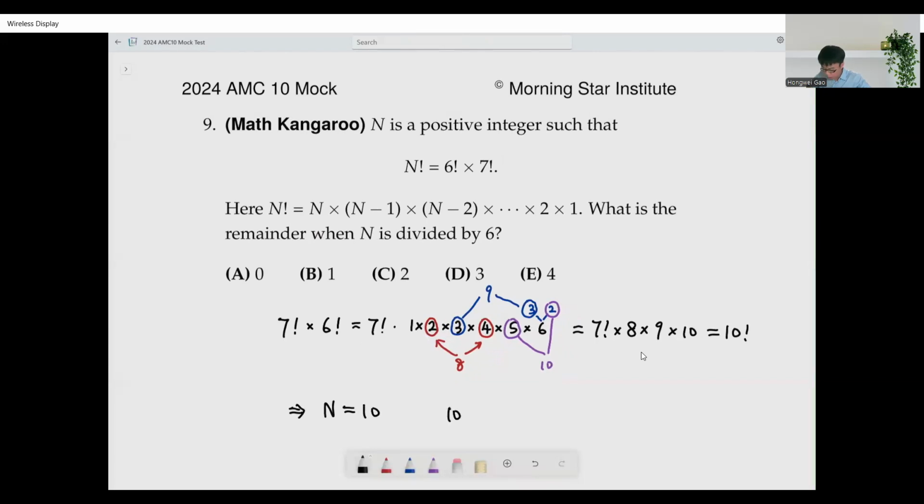And 10 is 6 plus 4. So when it's divided by 6, the remainder should be 4. The answer here is E, 4.